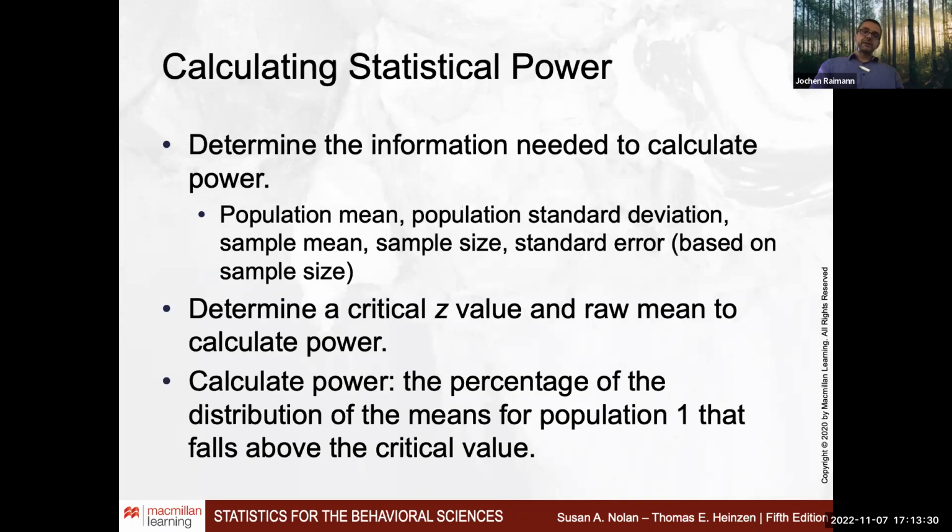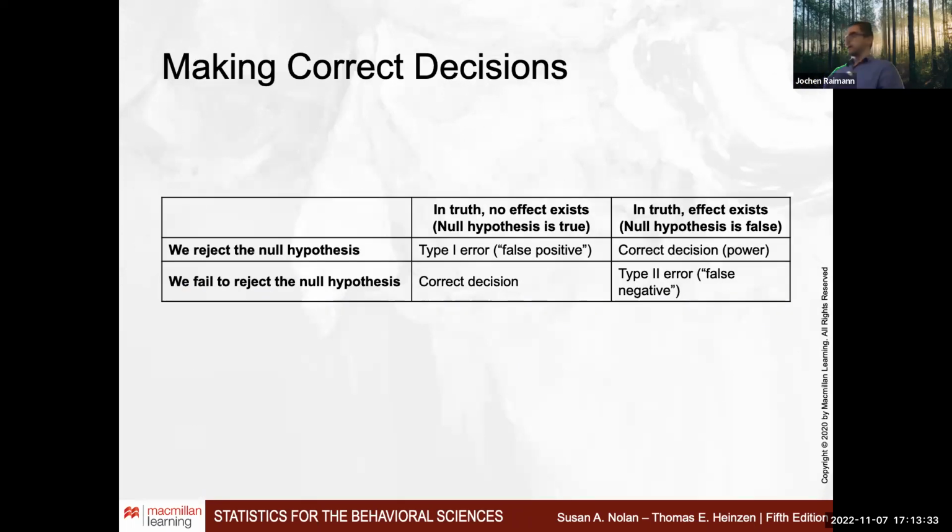So this is basically where you have a true effect where the null hypothesis would be false, but in your analysis you fail to reject this null hypothesis. And that's a type 2 error.